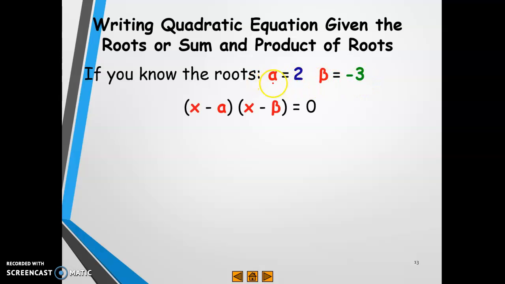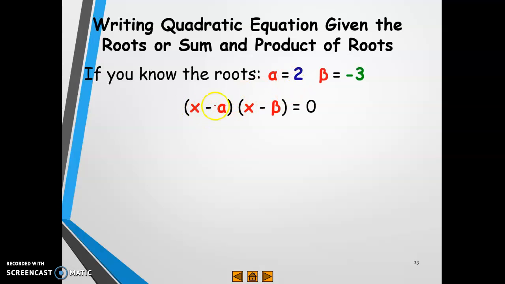Again, alpha and beta can be any representation. In this case, you have two options to write the equation given its roots. If you have the roots, you can use this method: x minus alpha and x minus beta. By the way, the x here can also be any variable. You can use y, h, etc. Any representation will do.